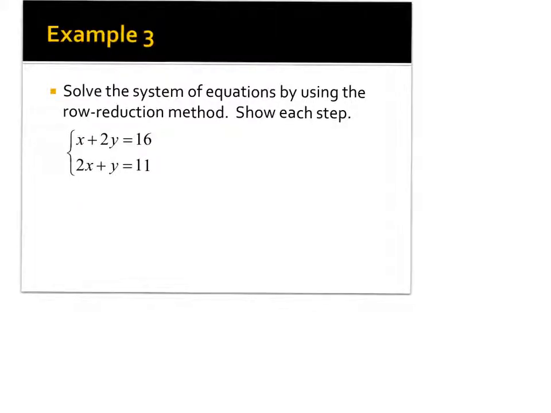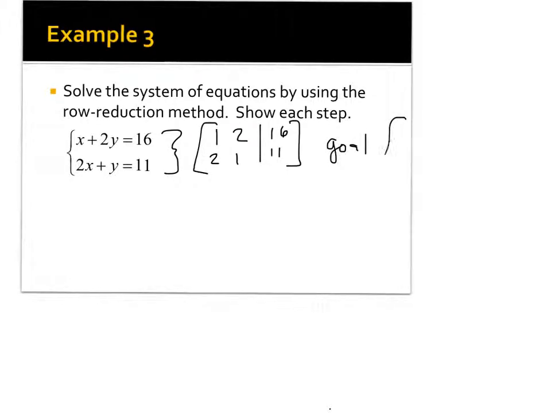Okay, here we go. We got our next example. If you want to try this on your own, go ahead and do so. But remember, the first step is I'm going to rewrite this as an augmented matrix. And now my goal is the 1, 0, 0, 1, and then I have my x and my y values.